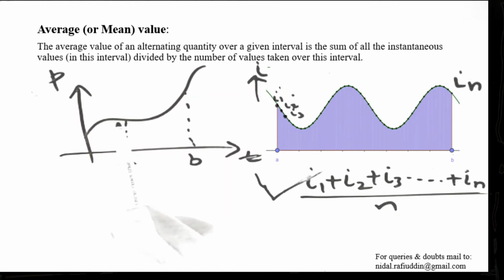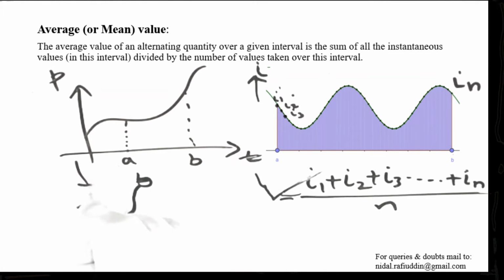But in fact we have a continuous time curve, and if you remember the calculus that you learned, there are an infinite number of such instantaneous values lying between A and B because the curve is continuous. So instead of writing the average value in this form of expression, we write this in the form of integration, and that is, you will have to integrate this curve from A to B.